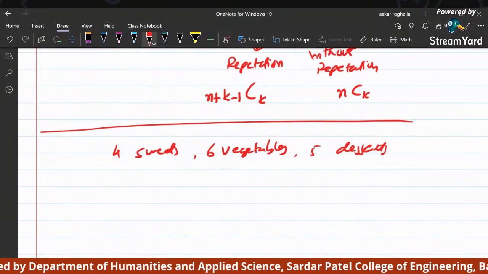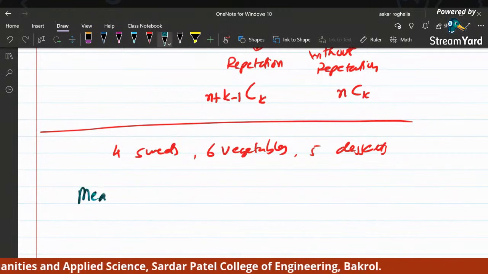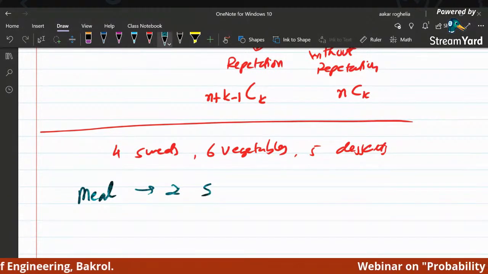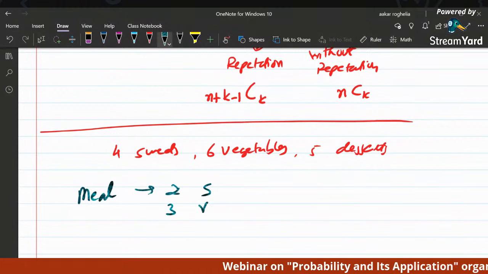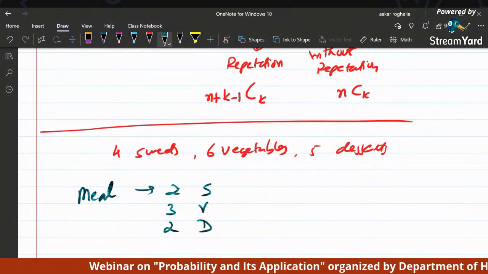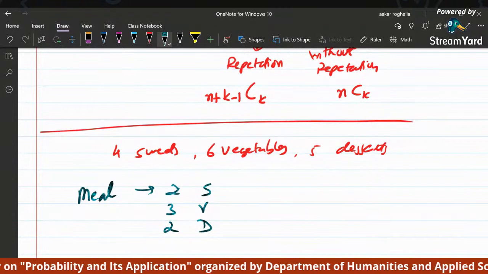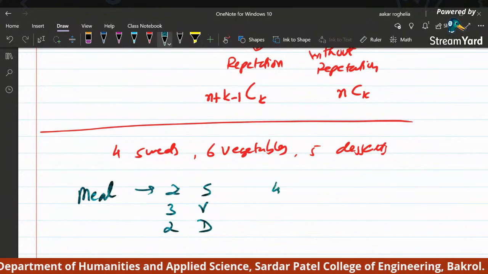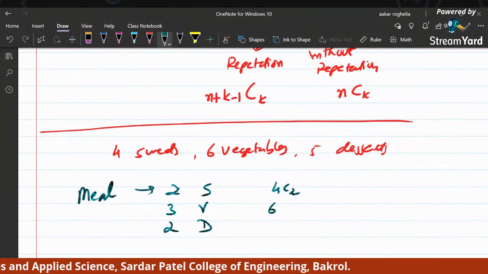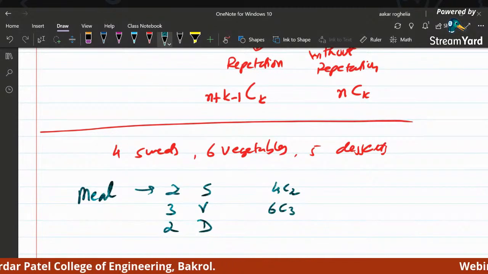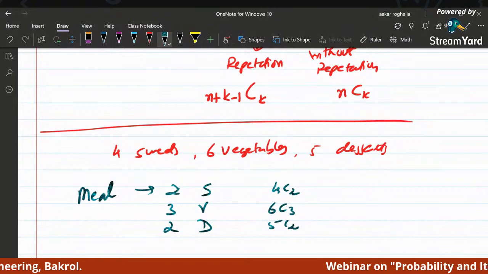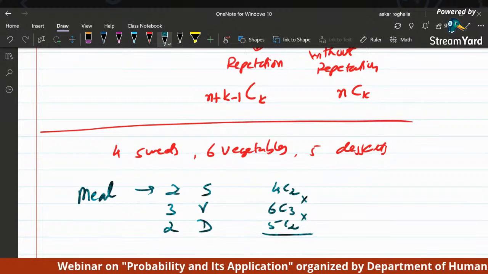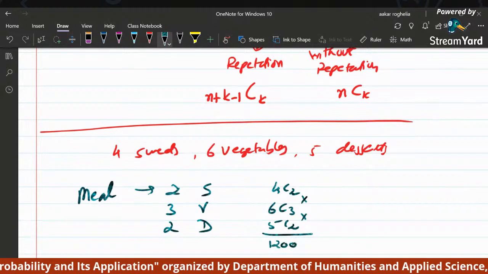and you want to select a meal. Your meal must contain 2 sweets, 3 vegetables, and 2 desserts. So how many ways is it possible? Then your combination will come into the picture. This can be done in 4C2 ways. This can be done in 6C3 ways. This can be done in 5C2 ways. And of course, multiplication, multiplication, multiplication. And that gives the answer. Total 1200 ways you can select this.